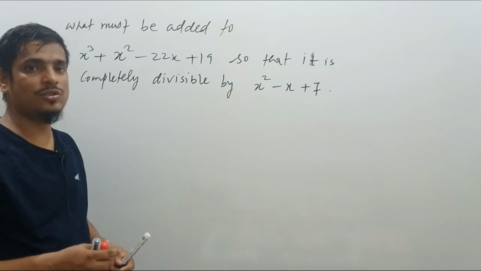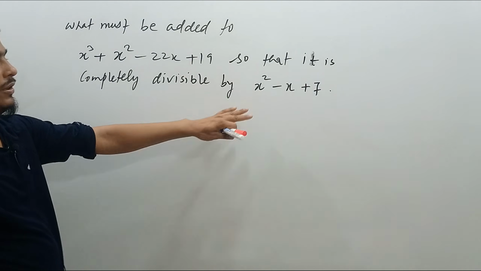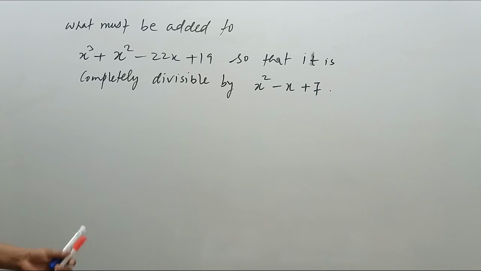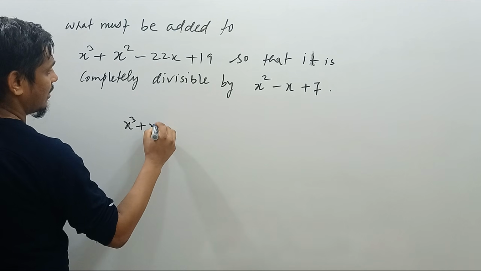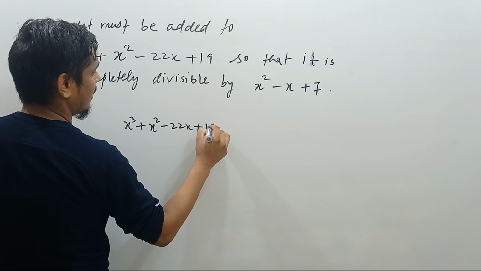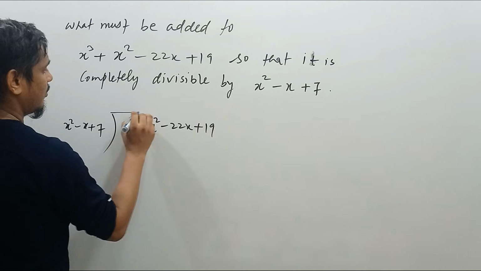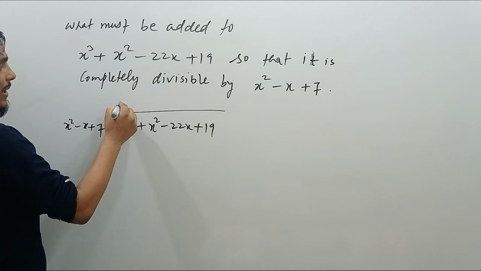So how can we solve this question? Let's try the division of this cubic polynomial by this quadratic and see what we get as a remainder or quotient. As given, x cube plus x square minus 22x plus 19, when we divide it by x square minus x plus 7, we'll find that the leading term in the dividend is x cube and here it is x square. So once we divide x cube by x square, it will come x.